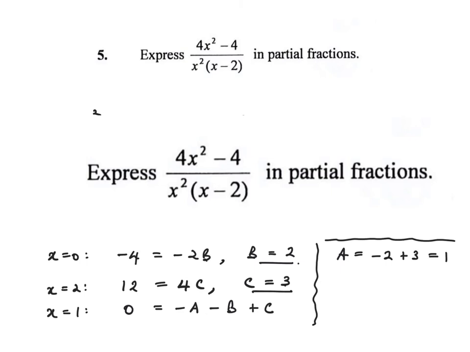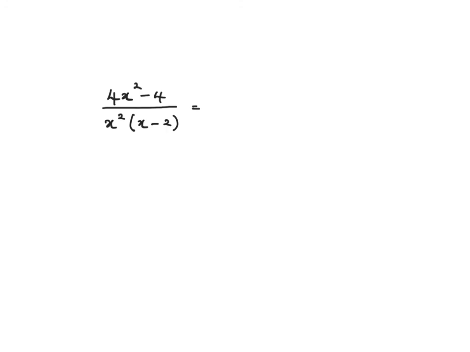So I want to express in partial fractions then. So it was a over x, a is 1, b over x squared, b is the value 2, and c over x minus 2, c is the value 3.